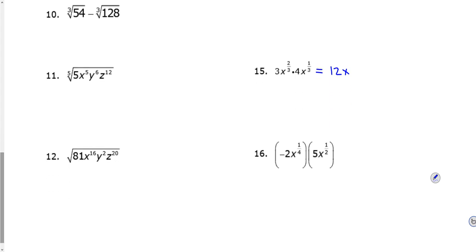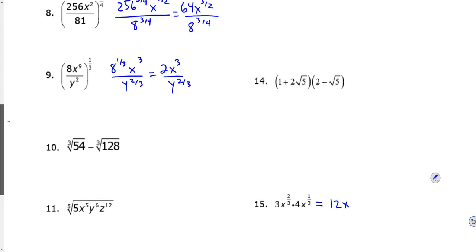16 is kind of the same, so negative 2 times 5 is negative 10. X to the 1/4, so you've got 1/4 plus 1/2. That ends up giving you x to the 3/4. So that's your answer there.